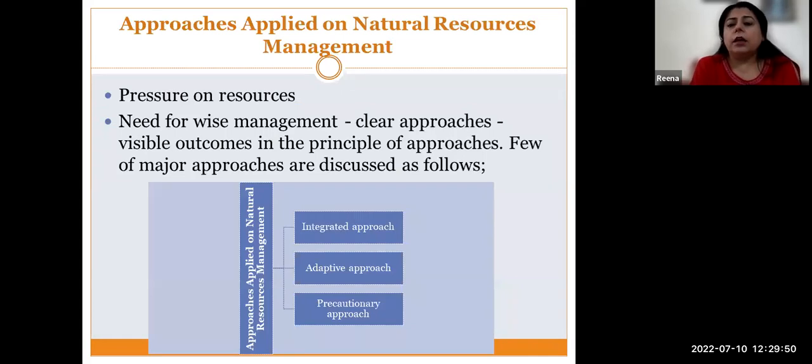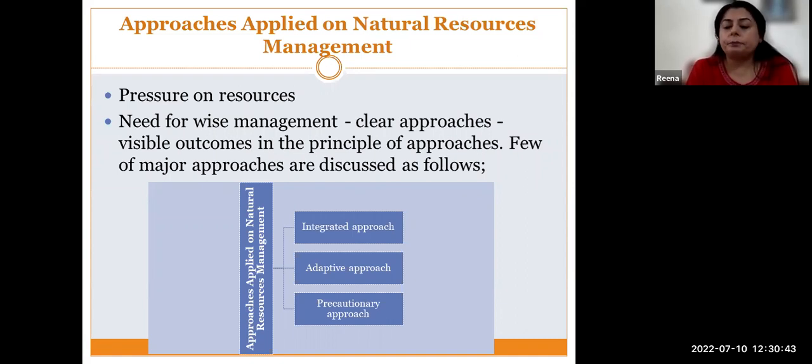So there are three kinds of approaches which we have to take up for management of natural resources. One is the integrated approach, second is adaptive, and third is precautionary. As the names denote, these three approaches are different in the kind of strategies and tools they adopt. In integrated, you have to adopt integration of all aspects, ranging from the molecular level, genetic level, regional level, as well as the climatic changes, and you have to integrate all kinds of strategies, all kinds of ecological systems. That kind of approach will be categorized under integrated.